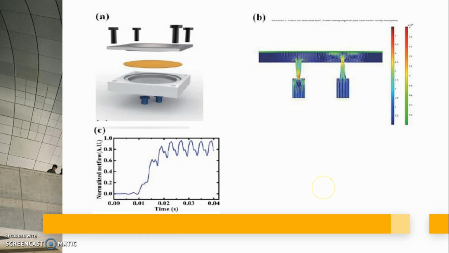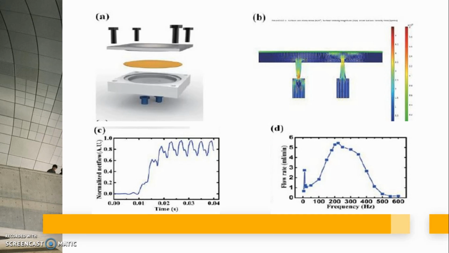The normalized net flow rate with time is illustrated in 5c. The pump net flow rate is always positive, indicating that the backflow is largely suppressed. A considerably high flow rate of 5 ml per minute is achieved.